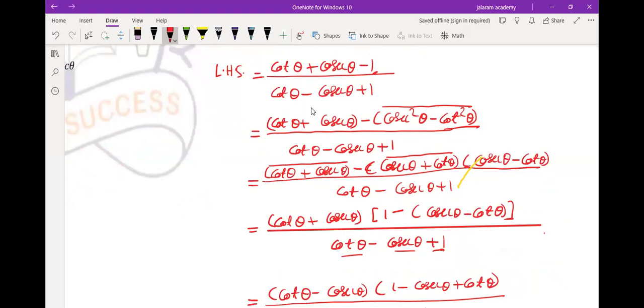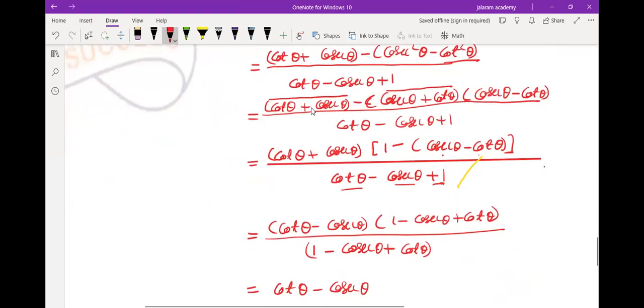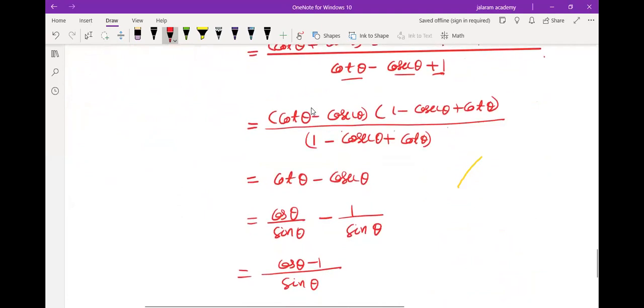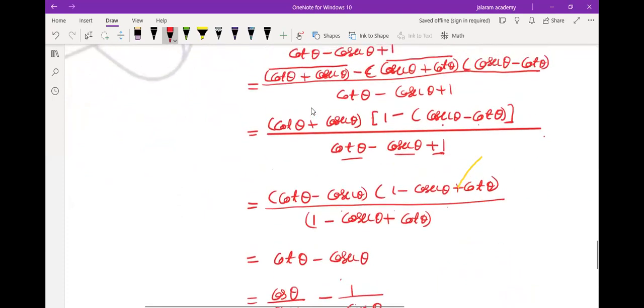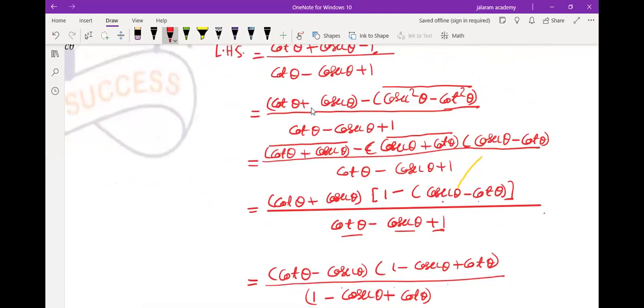Now cosec theta plus cot theta is common in both. So 1 minus cosec theta minus cot theta, into 1 minus cosec theta plus cot theta over 1 minus cosec theta plus cot theta equals cot theta minus cosec theta. Sorry, this is cosec theta plus cot theta. Plus is common, right?